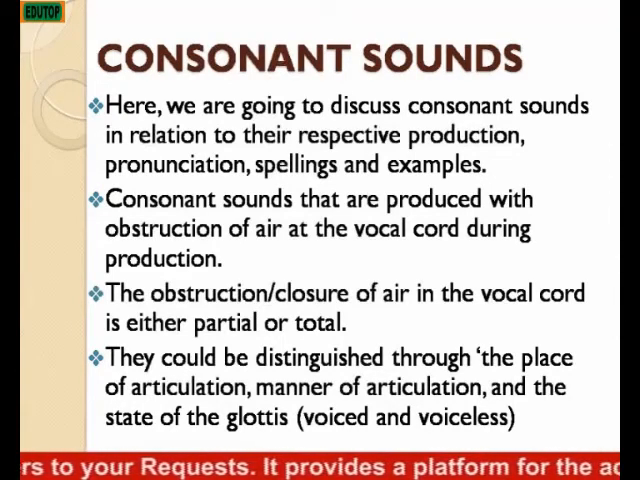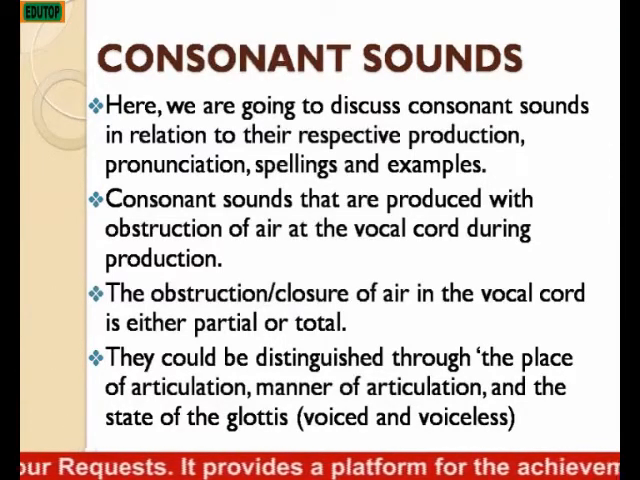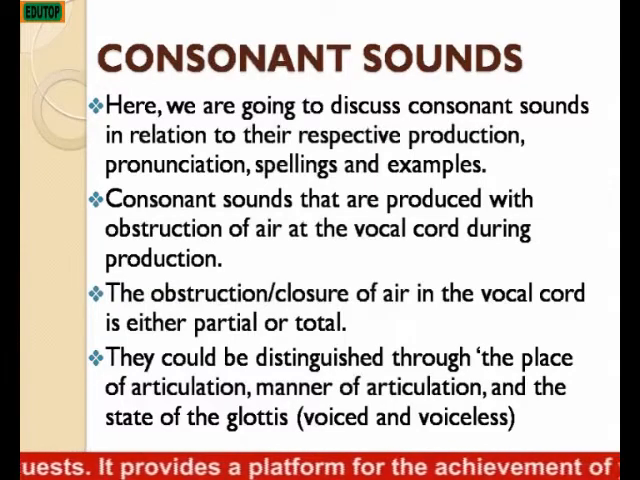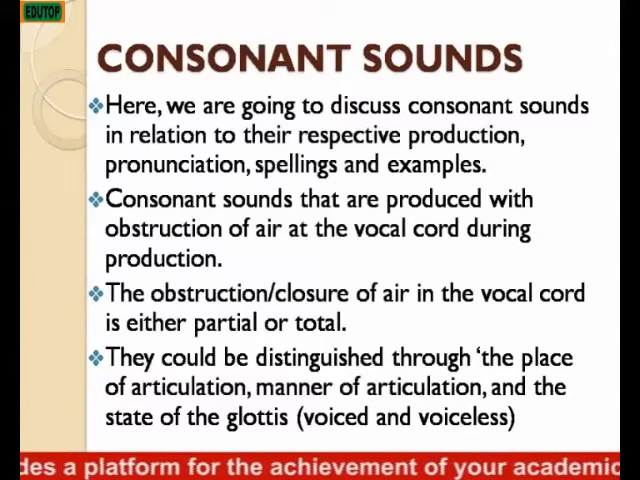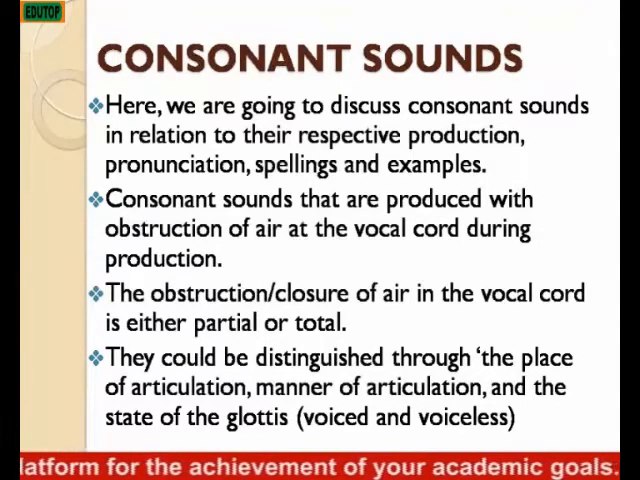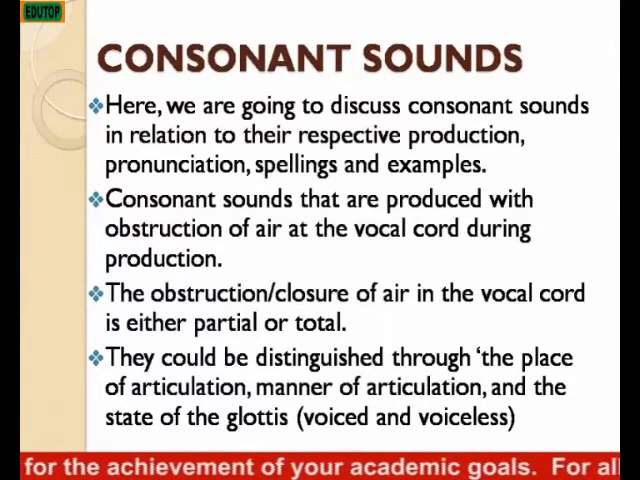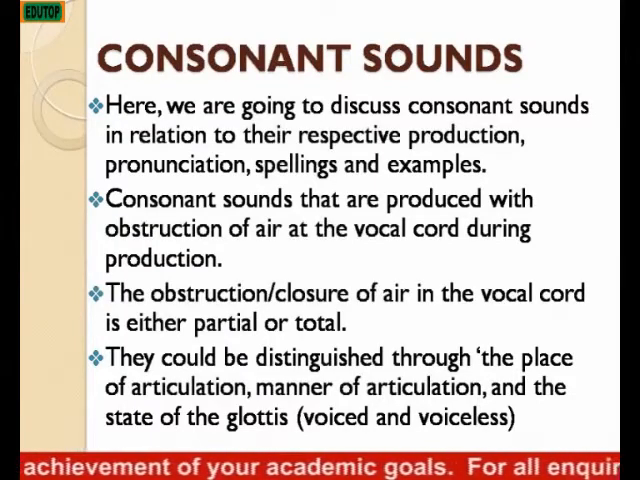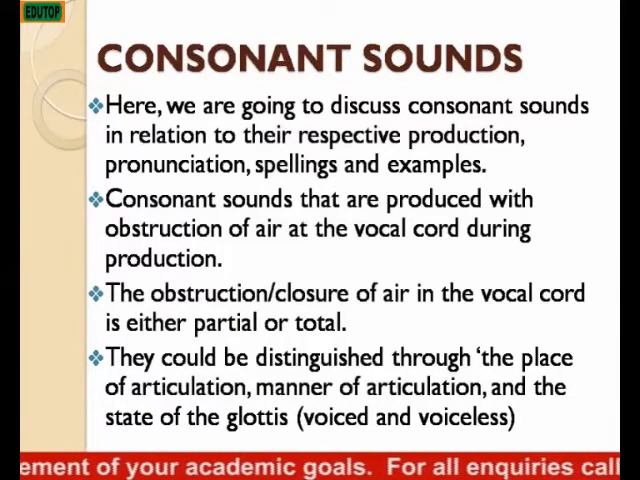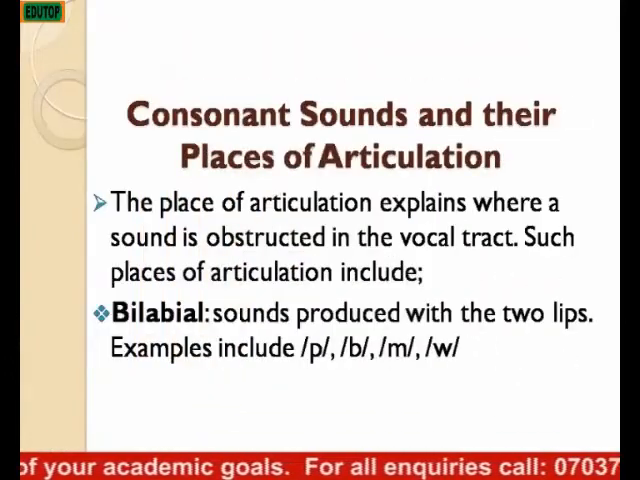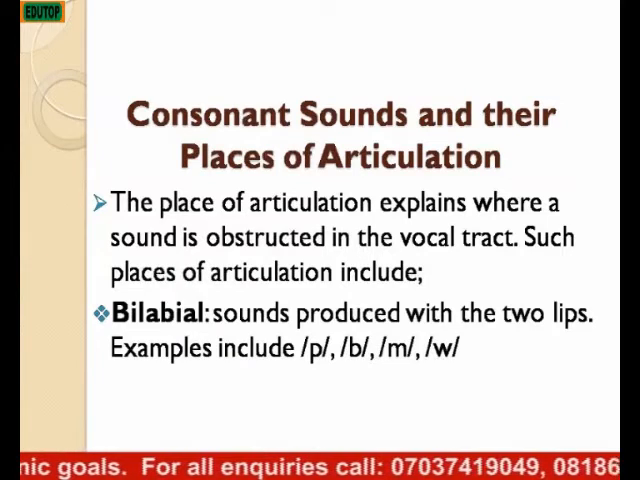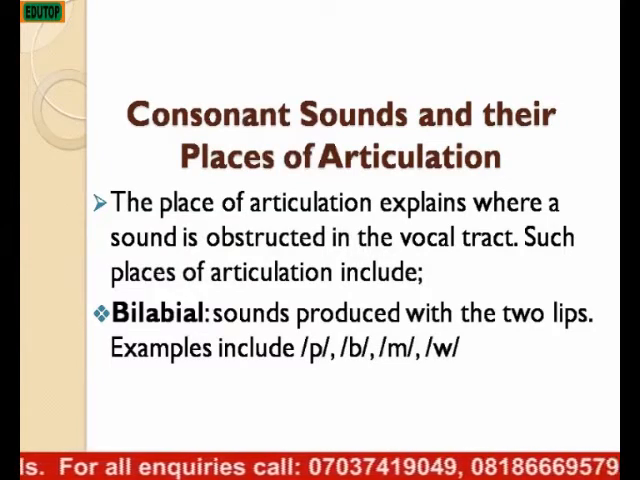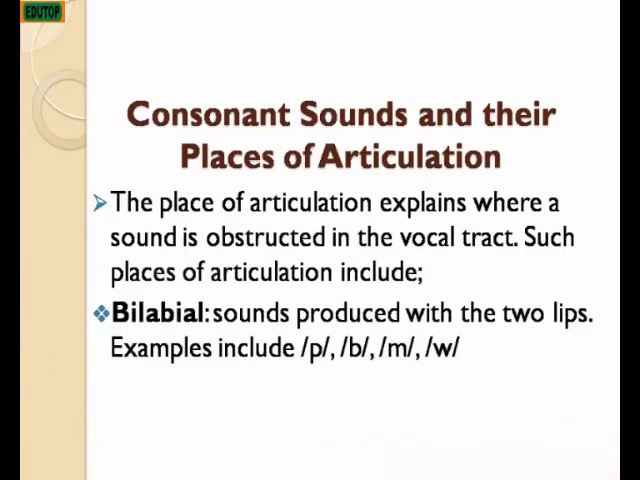Then we'll be considering the obstruction or closure of air in the vocal cord. We'll consider whether it's partial or total. We'll also consider the distinguishing features of the place of articulation and manner of articulation, as well as the state of the glottis. Consonant sounds and their places of articulation, that is the first feature we'll be considering. The place of articulation explains where a sound is obstructed in the vocal tract.